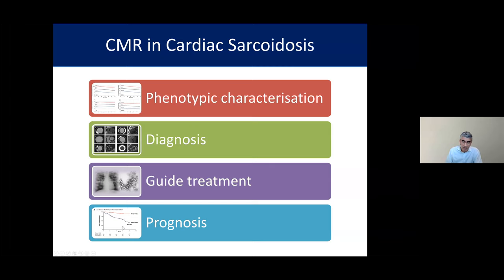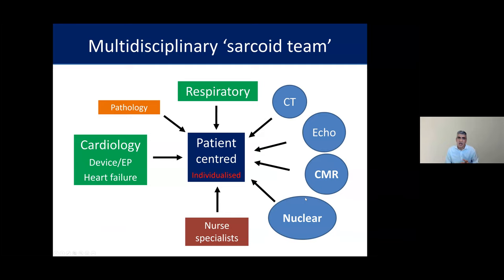And then both the function of the heart, both the left heart and the right heart, and the presence and extent of late enhancement can inform to some degree outlook in cardiac sarcoidosis. But a point that I think you're all increasingly aware of, and we are frequently just trying to increase awareness of to the world, the gold standard for diagnosis is really through this multidisciplinary sarcoid team. And from an imaging point of view, we really weigh up all of these imaging modalities alongside the clinical expertise, clinical history, and things like ECG, chest x-ray, lung function tests.